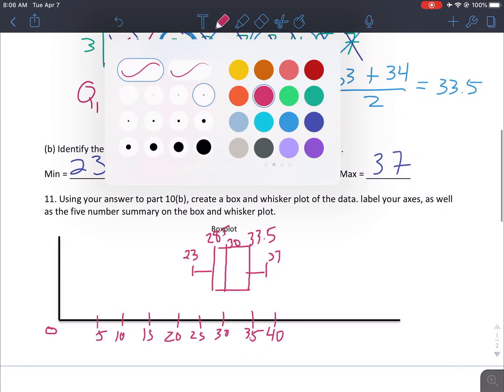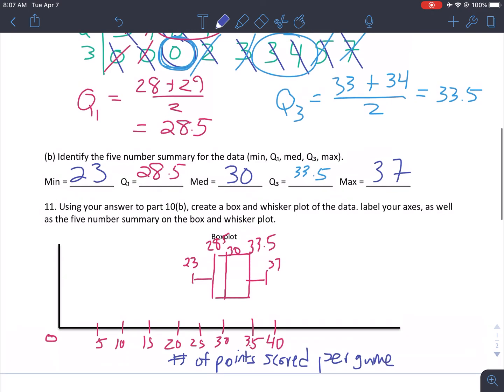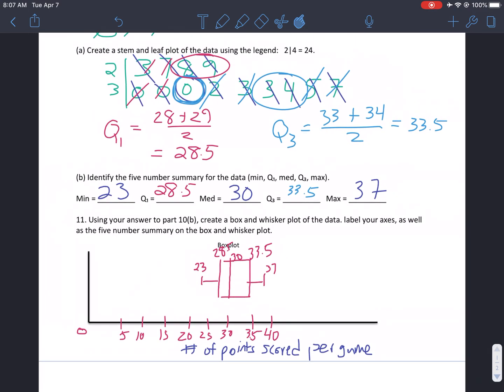Finally, we'll label the bottom axis and we'll put number of points scored per game. My handwriting is not the best, but hopefully that makes sense.